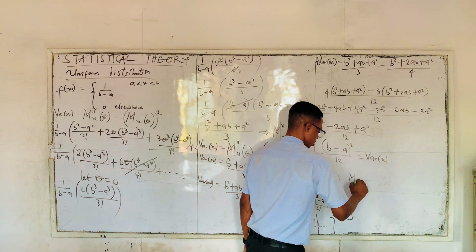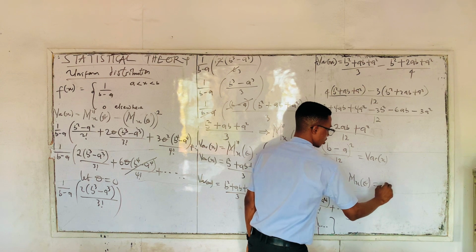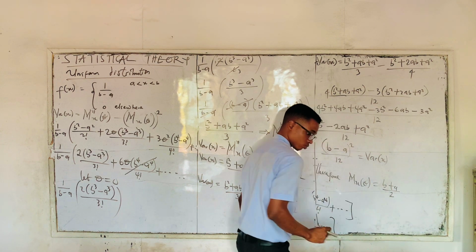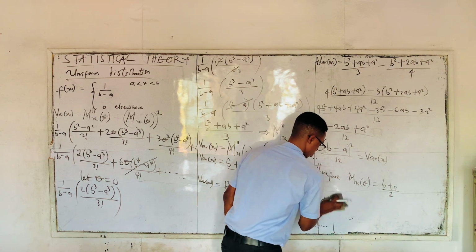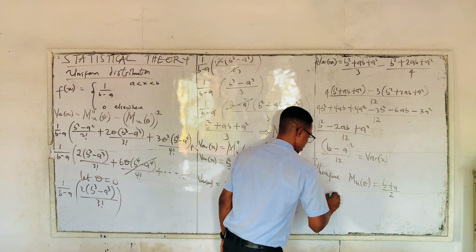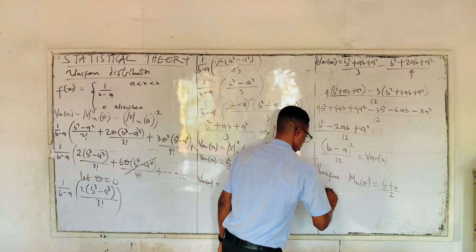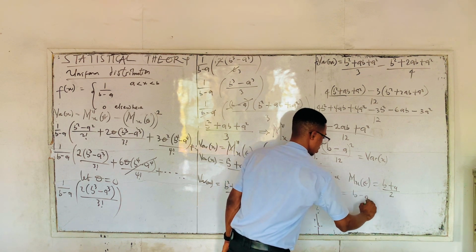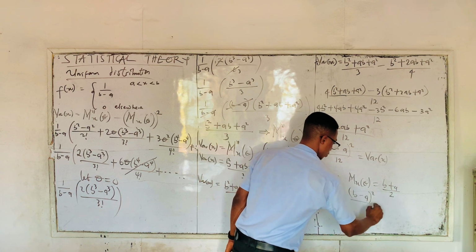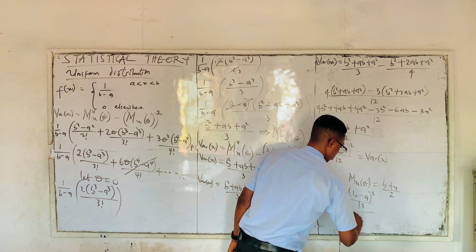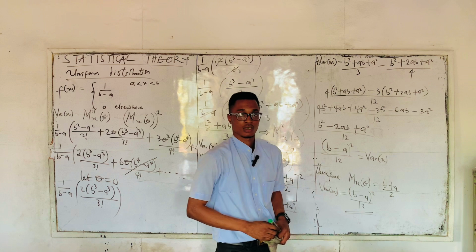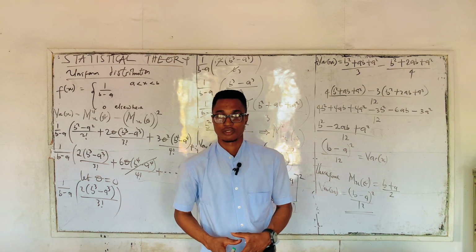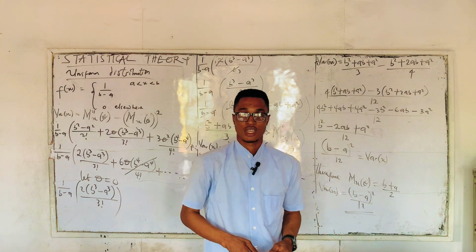Therefore, the mean is equals to b plus a over 2, and variance is equals to b minus a squared over 12. So in today's video, we proved the mean and variance of a uniform distribution.